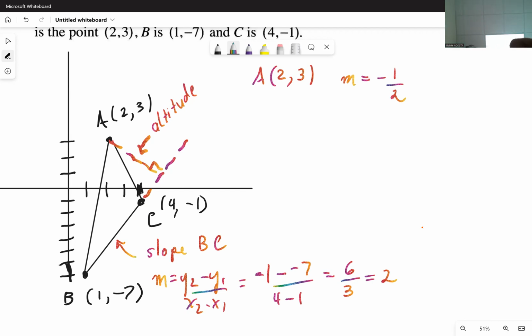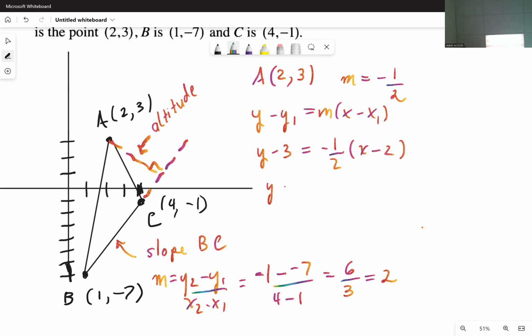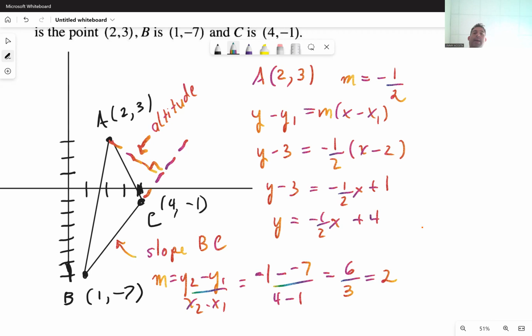And now you can use point-slope form, right? You have all the information there. y minus 3 equals -1/2 times (x minus 2). y minus 3 equals negative half x plus 1. So y equals negative half x plus 4. And you wrote it in slope-intercept form there. And that should be your answer.